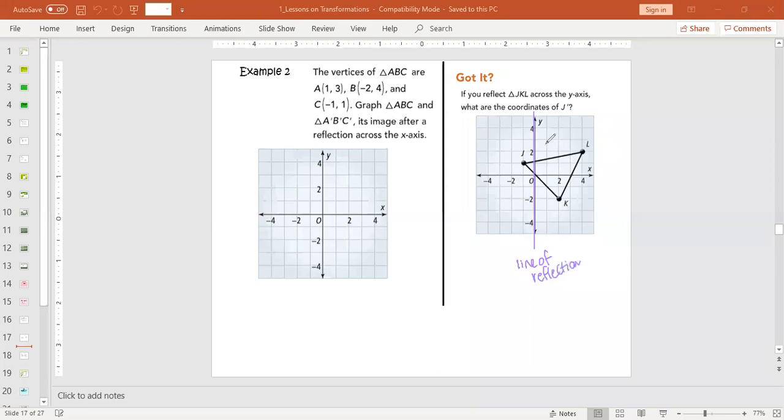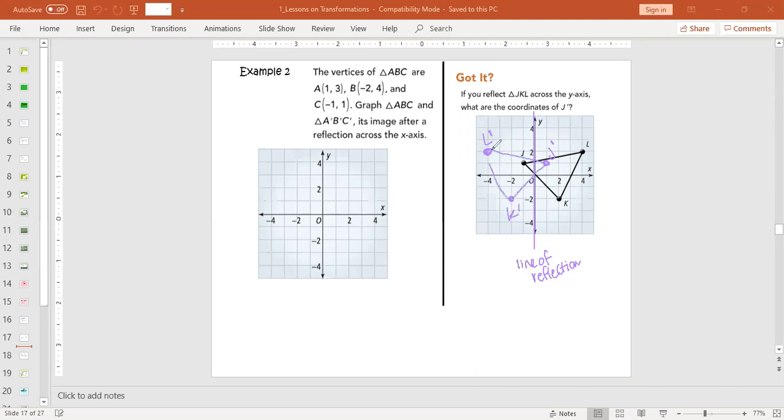So we notice that L is 4 to the right. So L prime is going to be 1, 2, 3, 4 to the left. Okay. J is 1 to the left. So J prime is going to be 1 to the right. K is 2 to the left. K prime is going to be 2 to the right. And there is my reflected image.